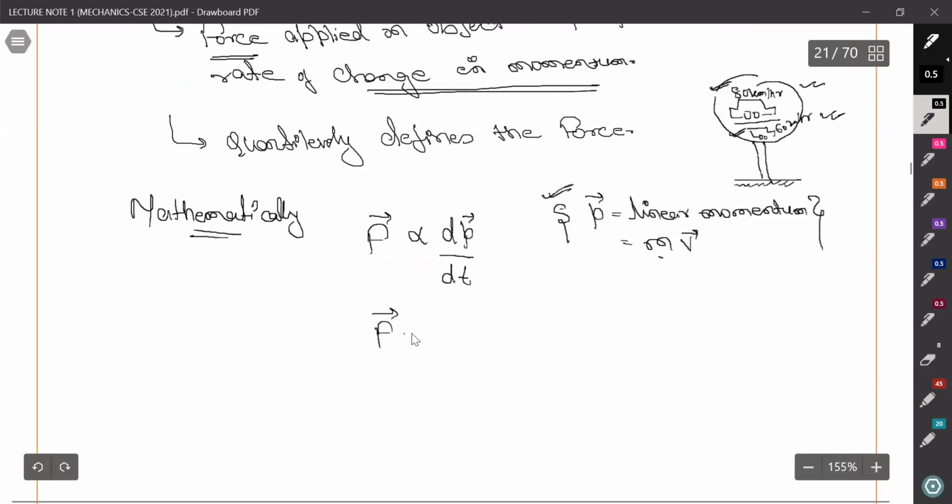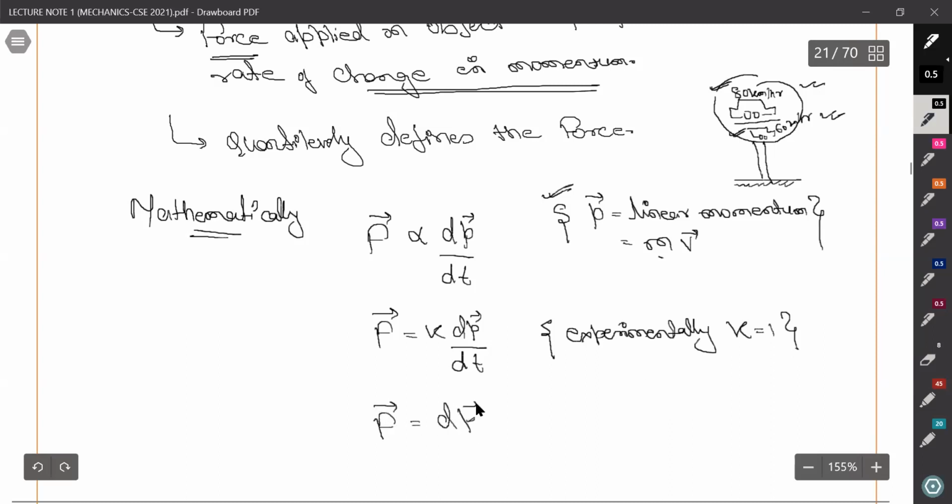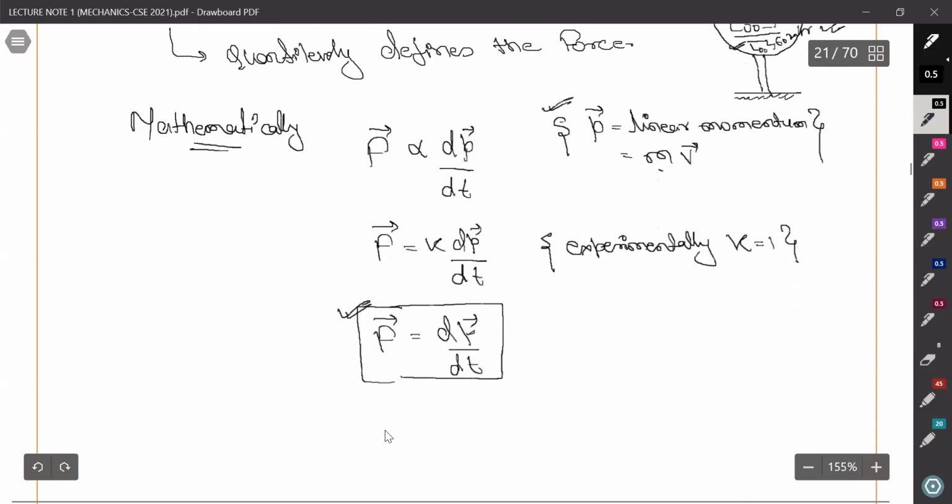So we can write F equals K dp by dt, and experimentally we got the value of K equals 1. So we state that F equals dp by dt here. And this is basically the second law, in mathematical form, in equation.